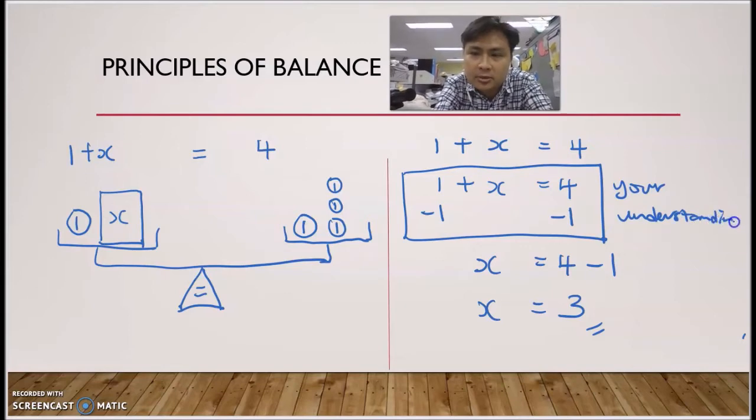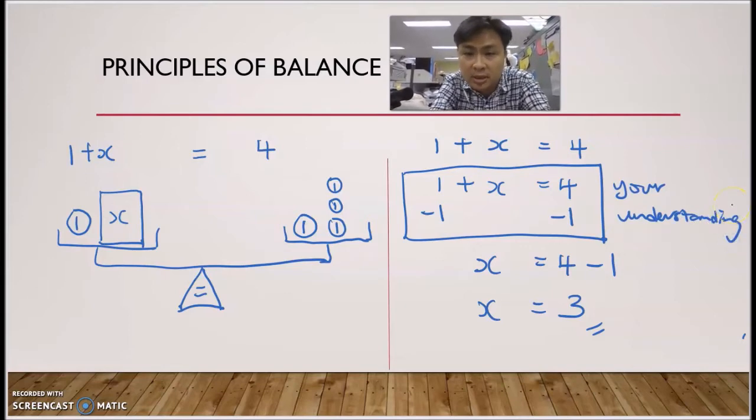When we are actually presenting our workings, we need not show this part. You just need to know that whatever you do on the left side must be consistent on the right side. So if I minus 1 on the left side, I should also minus 1 on the right side. Once we have done that, you can just straight away write down X, because you have already removed the 1, it became 0. So you can just write down X immediately. X will be equal to 4 minus 1, and X will be equal to 3.